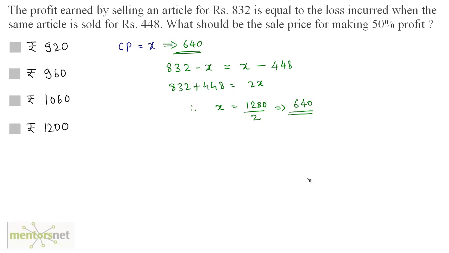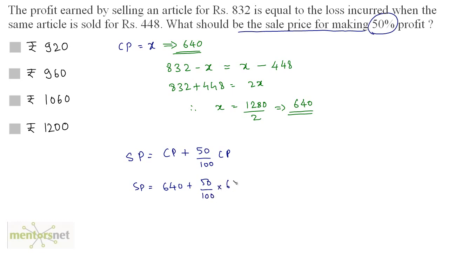We have the cost price. Now the question is, what should be the sale price for making the 50% profit? So selling price is equal to the cost price plus some percentage of the cost price, and that percentage is the profit percentage. Now we want 50% profit, so plus 50% of the cost price. So selling price is equal to cost price 640, so 640 plus 50 by 100 times 640. So this is actually equal to 640 plus 50% of 640, which is 320, and we have our answer as 960 rupees. So the selling price is 960 rupees.